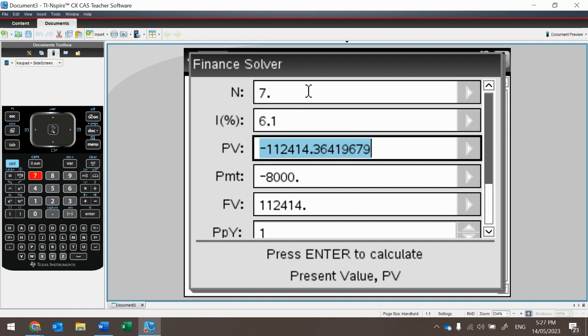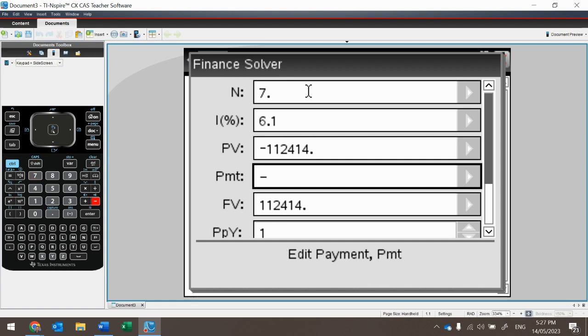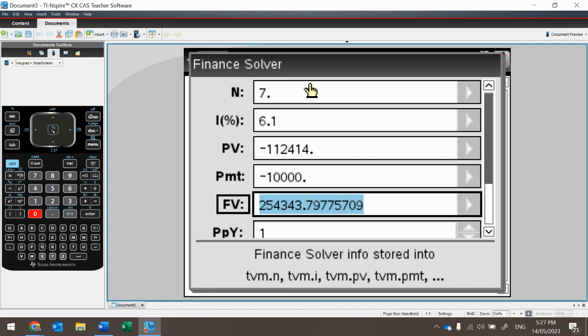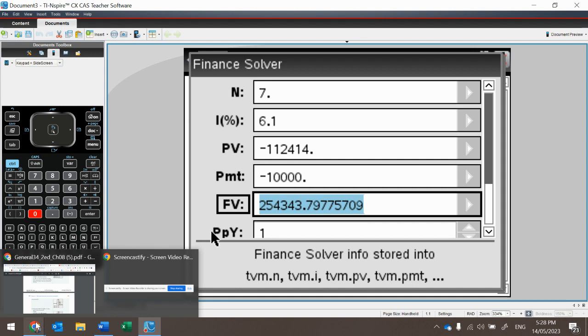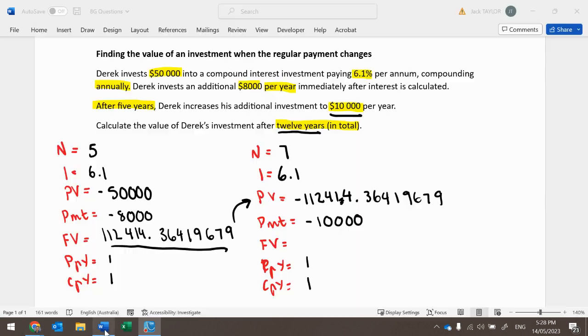A couple of you have mentioned this before. Because of my CAD settings, when I click out of it, it appears to round to the nearest whole number, but as it's calculating, it's still counting all those decimals. I mean, it's changed to $10,000. And the future value, 254,343.7977. Because that's my final answer, that's where I can now round it. And that's my answer.